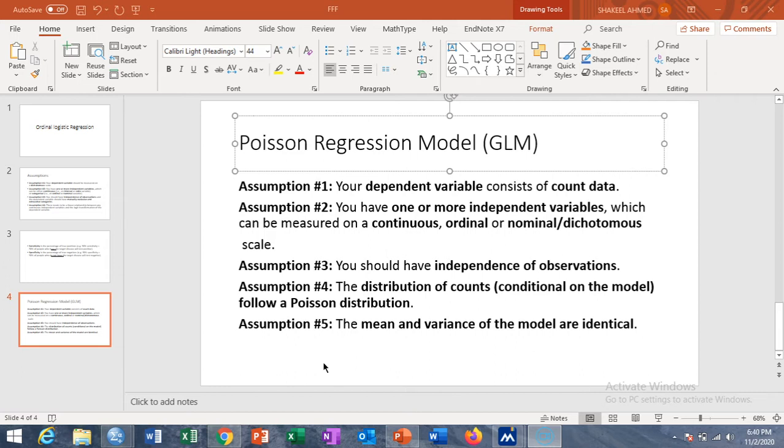And the third assumption is that we should have independence among observations, that there should be no autocorrelation, and the distribution of counts should follow Poisson distribution, and the mean and variance of the model are identical, which we already know. In Poisson distribution, mean and variance should be equal.